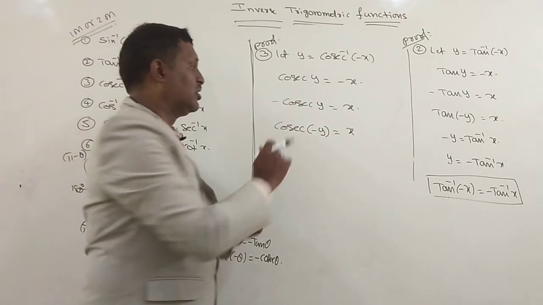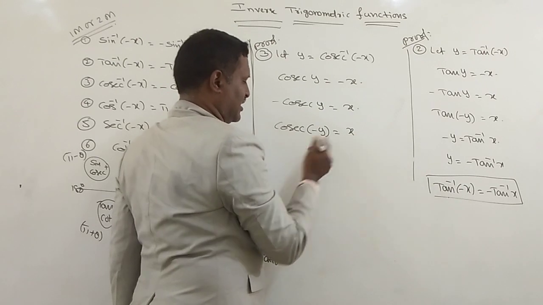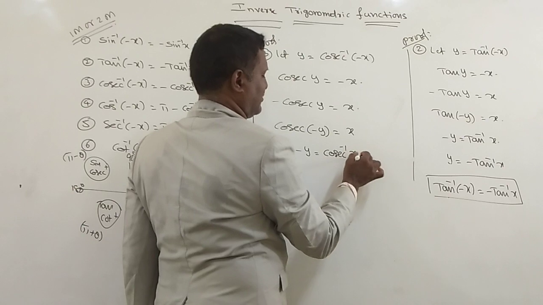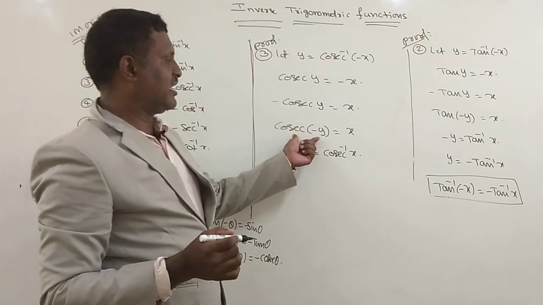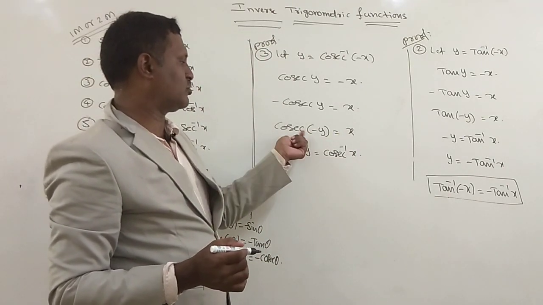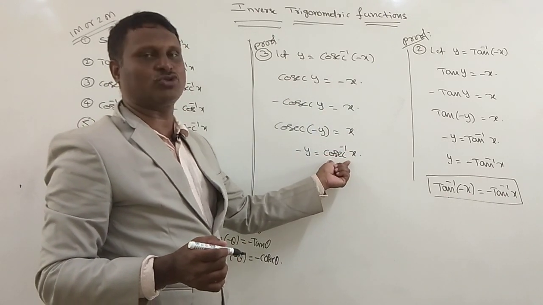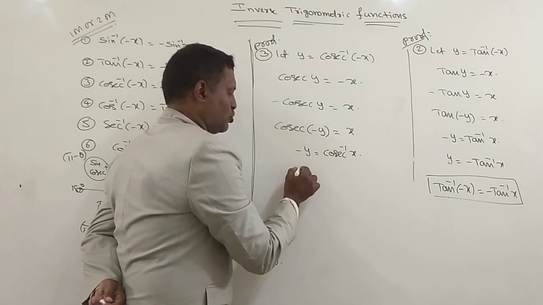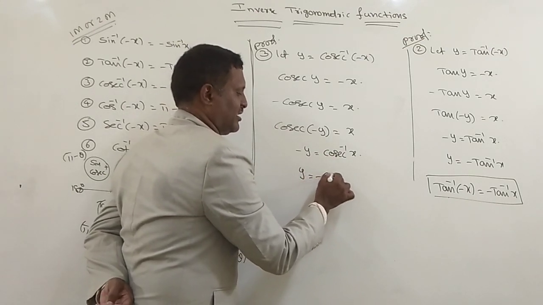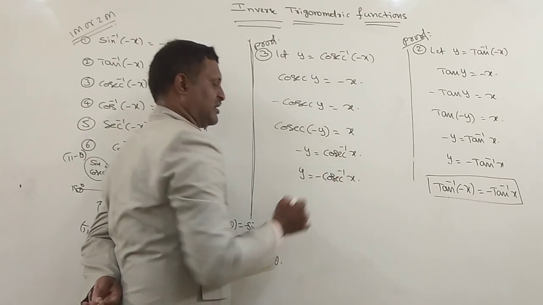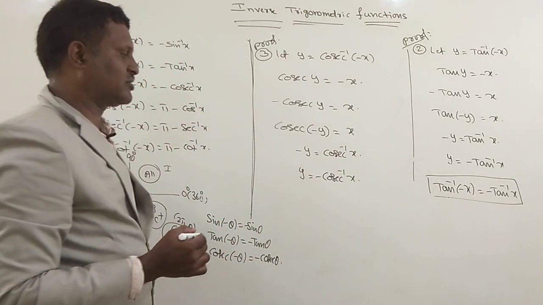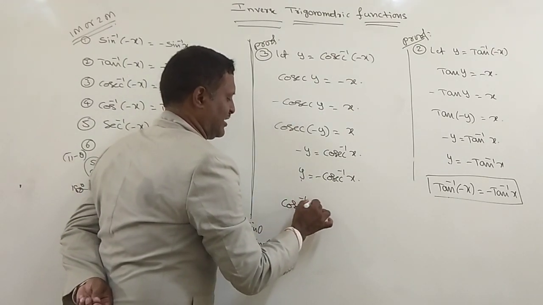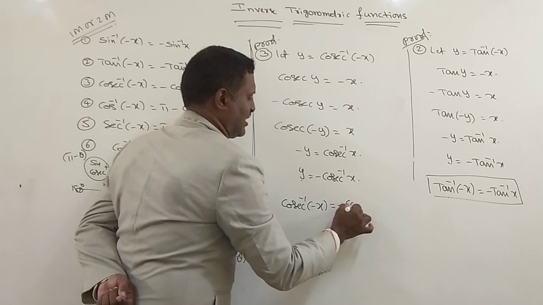So minus cosecant y we can write as cosecant of minus y. Now this cosecant we should take to the other side. Then what can we write? Minus y is equal to cosecant inverse x. This cosecant, if you take to the other side, we can write it as cosecant inverse x. Now multiply by minus sign on both sides. So you will get y is equal to minus cosecant inverse x. What is y actually here? Cosecant inverse of minus x. This is equal to minus cosecant inverse x.